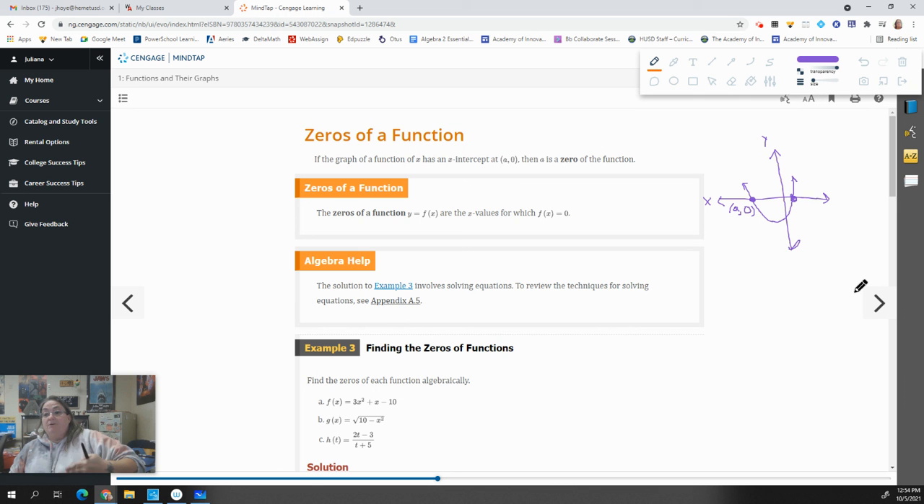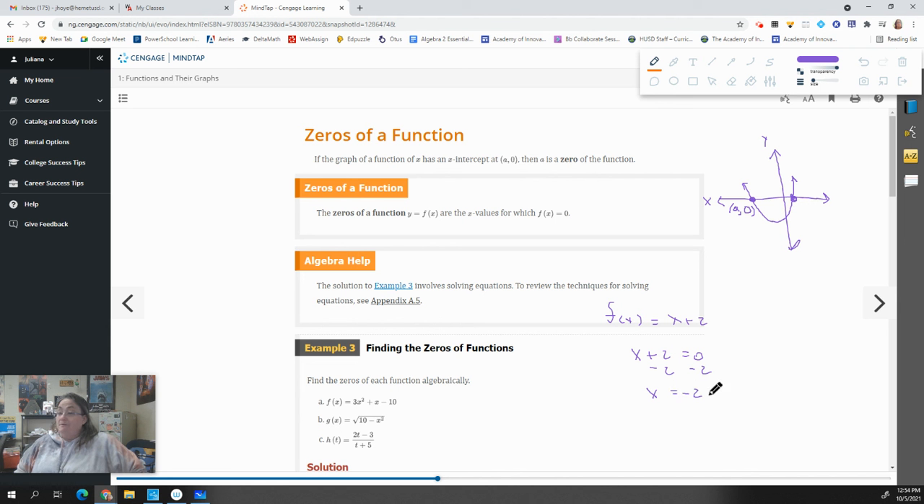So when we're looking for the zeros of a function, we just make our y 0. So if I have f of x or y, because f of x and y are interchangeable, equals x plus 2, and I want to find the zeros of that, I would just set x plus 2 equal to 0, and then I would solve for x. Because it's x when y is 0. So I would just subtract 2 from both sides, and I would get x equals negative 2.